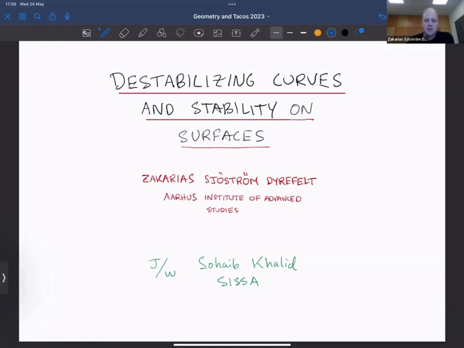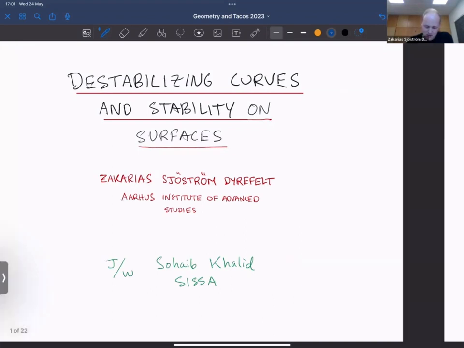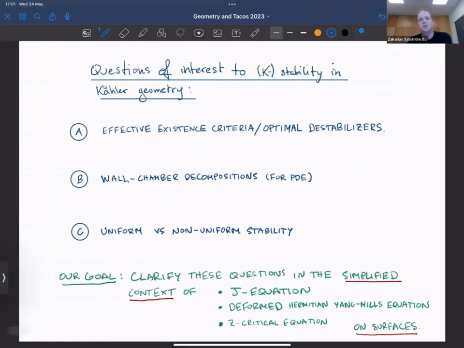So today I will speak about destabilizing curves and stability on surfaces, and all of the original parts of this work are joint with Sohaib Khalid from SISSA. The main idea of the talk today is essentially to try and look at some very big and difficult questions and try to clarify them as much as possible in a very simplified situation, hoping to inspire deeper insights into the general cases.